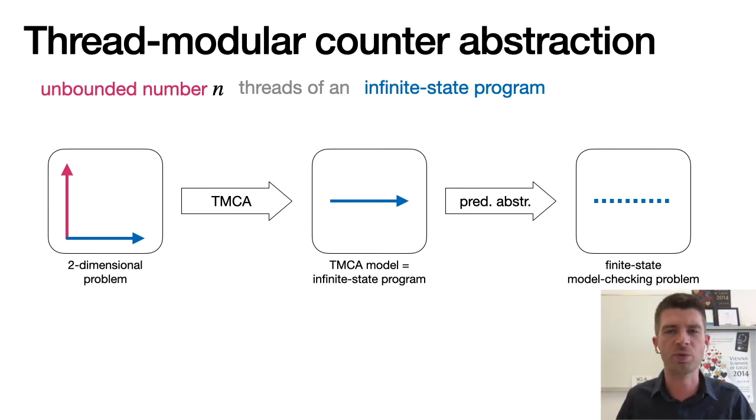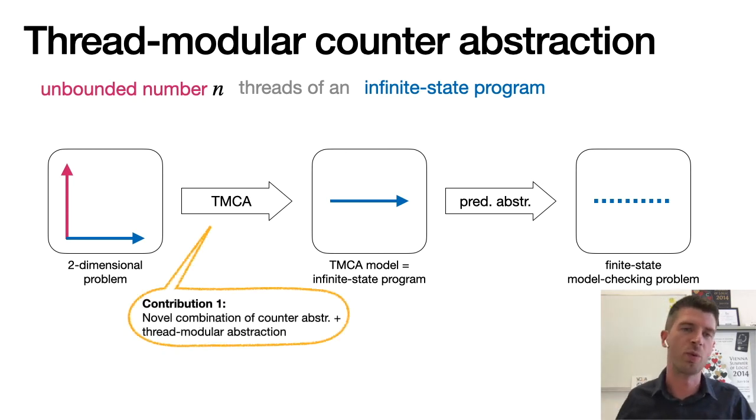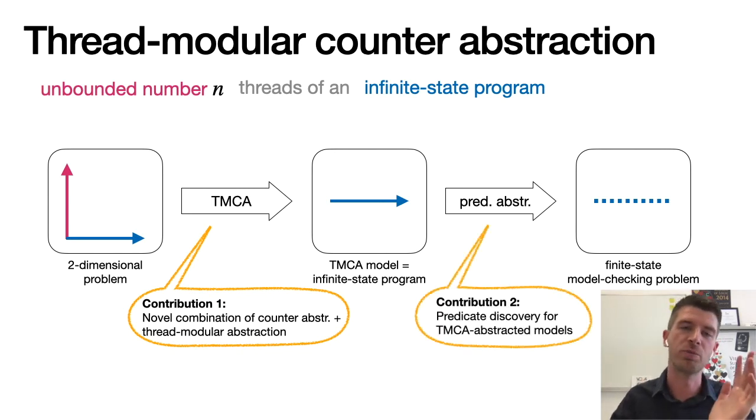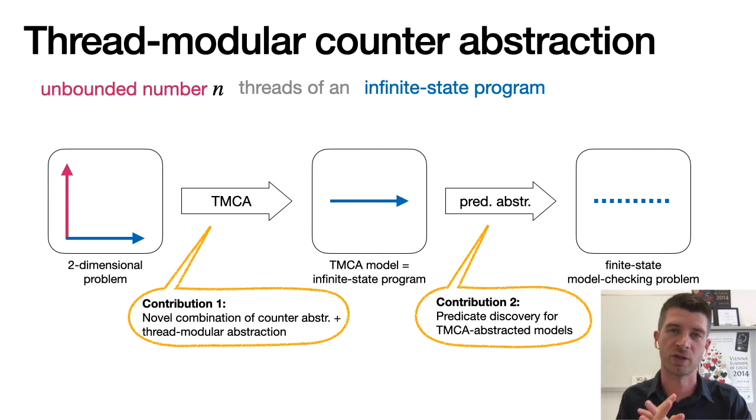And the contributions of this work are really along these two abstraction steps. So we have contribution 1, which introduces TMCA, which is a novel combination of something very similar to counter abstraction adapted to software, combined with thread-modular reasoning. And then in the second abstraction step, although we could use off-the-shelf model checkers, we saw that they diverge on our TMCA models. So what we do here as a second contribution is introduce a new predicate selection heuristic that allows software model checkers to converge on our TMCA models.